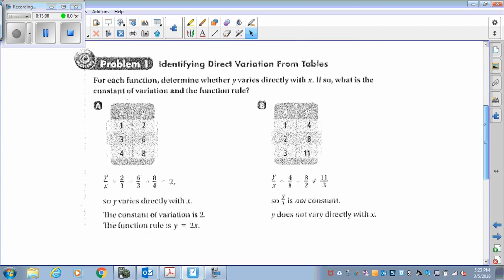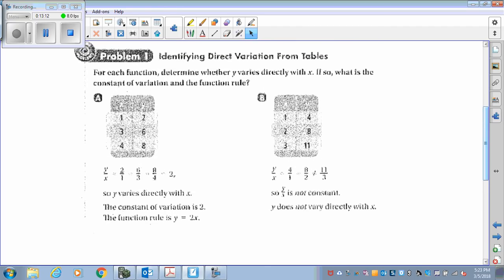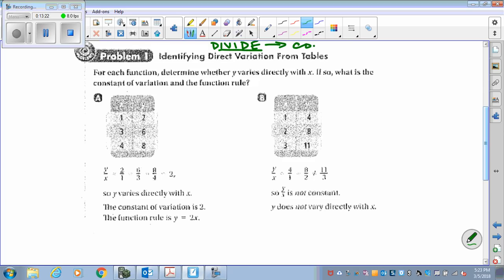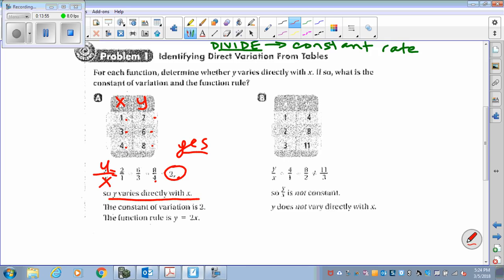And if I want to see a direct variation from the table, I'm going to remember my rule about dividing. All right, I have to get a constant rate when I divide. Okay, so notice, here's my x and here's my y, and so I have y over x, right, rise over run, and then I'm going to take 2 divided by 1, and that's 2, right? 6 divided by 3, and that's 2 again. 8 divided by 4 is 2 again. So yes, y does vary directly with x. And the constant of variation, right, that's the constant, is 2. All right, and so the rule would be y equals 2 times x.